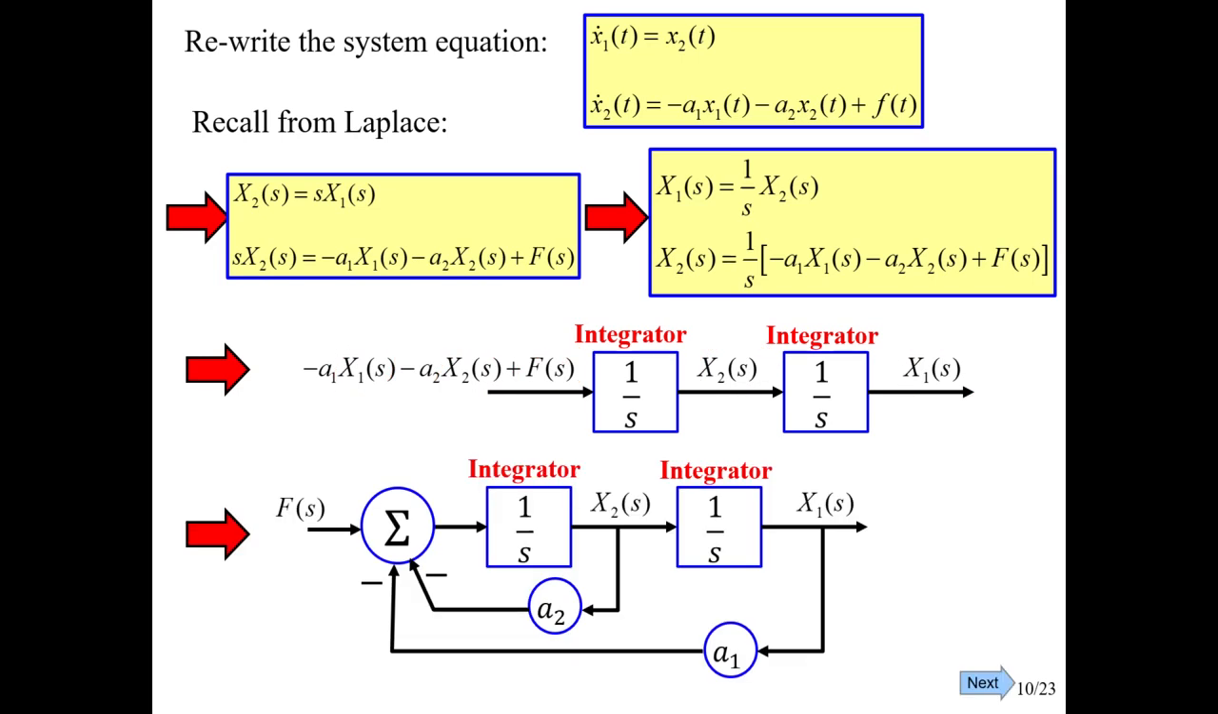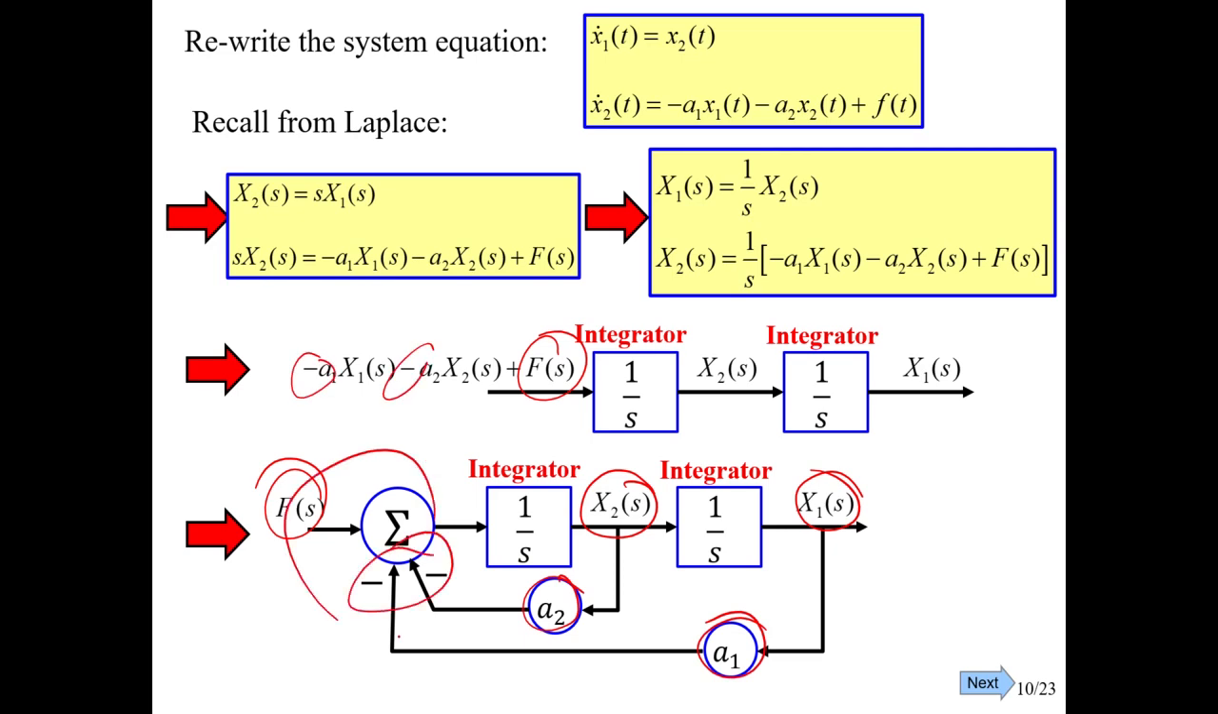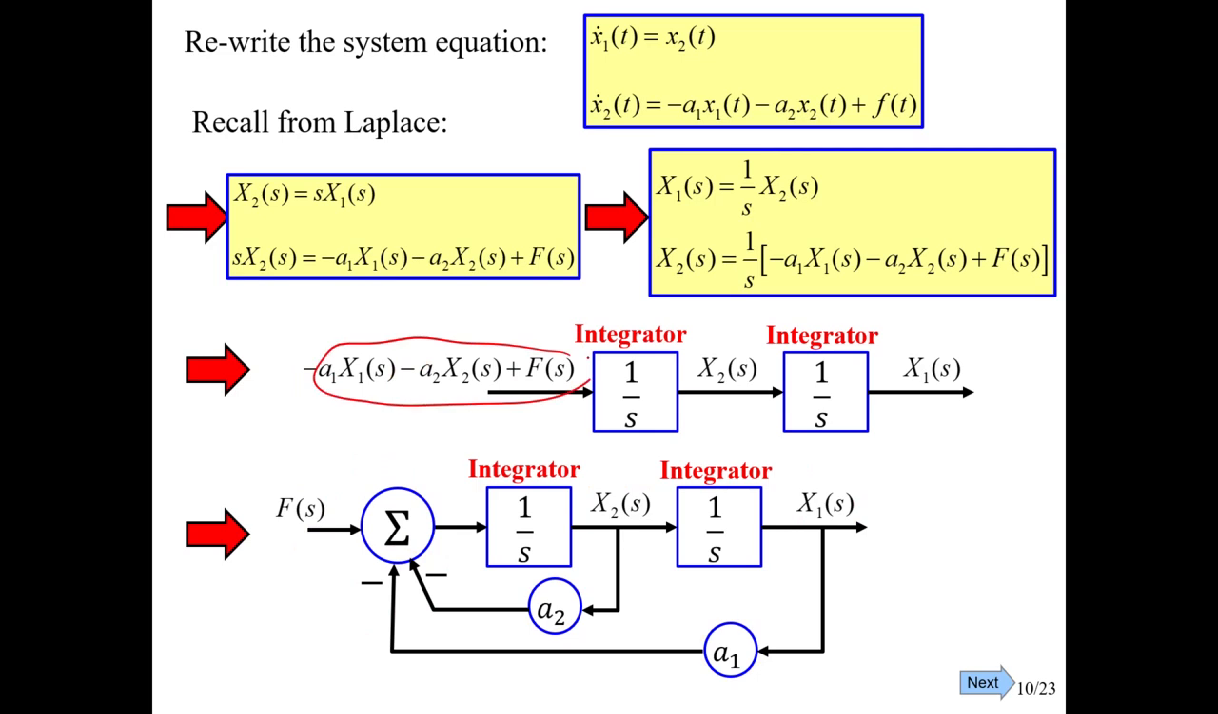So I take the f of s coming in as the input, and then I take x2 and x1, I multiply them by the appropriate coefficients, and I put the negative signs. Add all those together, and that gives me this thing that shows up right here, which then gets hit by the 1 over s to give me the x2. Great. There's a block diagram that describes the dynamics of this filter.